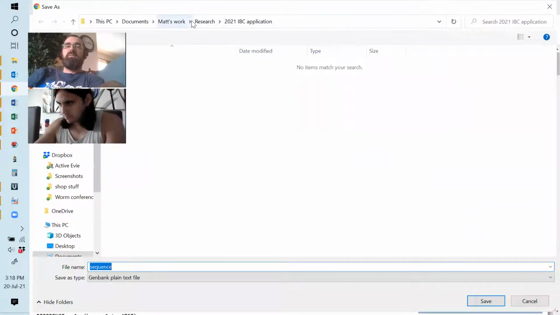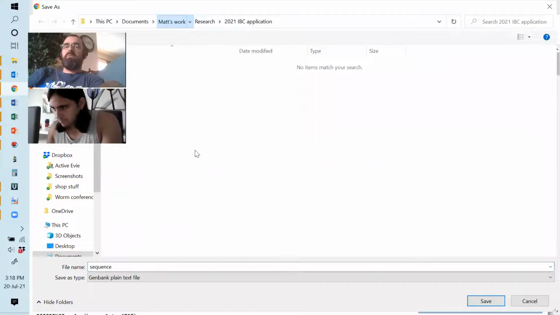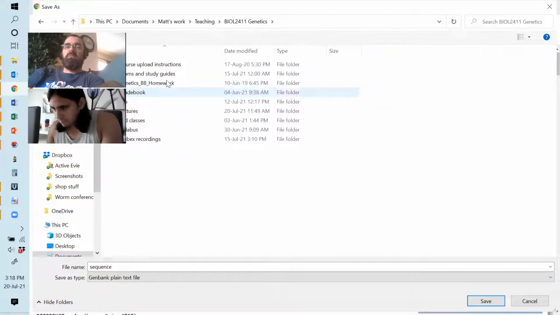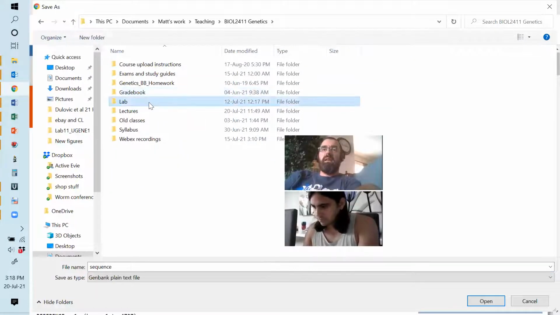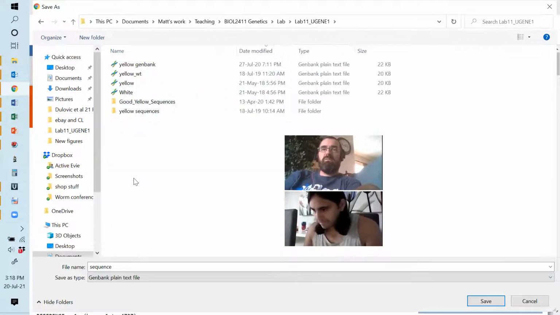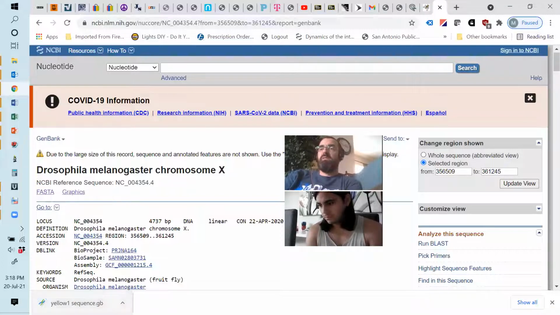We don't want to save it in there. So let's save it. Teaching, genetics, lab. Where are we at? UGene. And save it whatever you feel appropriate. So this is the yellow 1 sequence. Click save. And it will save it down there.